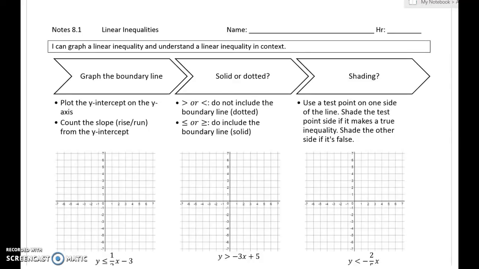Hello, this is the 8.1 notes, linear inequalities. I can graph a linear inequality and understand a linear inequality in context.